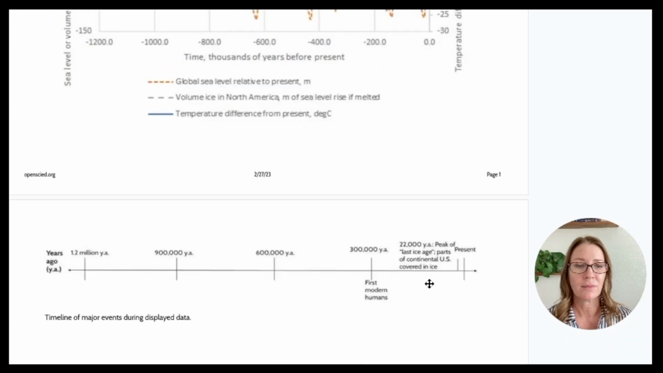Down below, you're going to see this timeline, and it really just provides a scale. If this is present, the last ice age was here, and first modern humans were here. So this is just giving a relative scale of what this graph is showing. This is barely a blip on this scale of time.